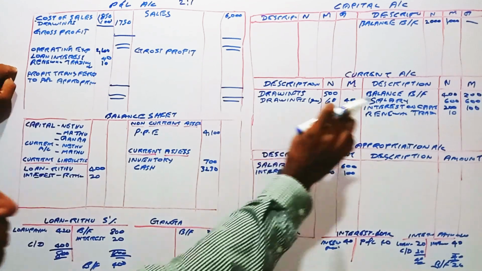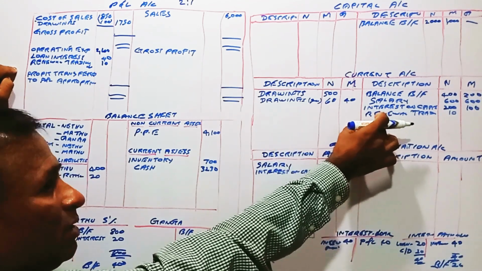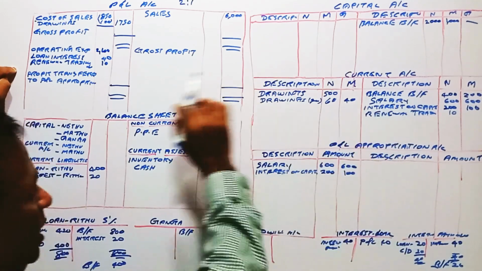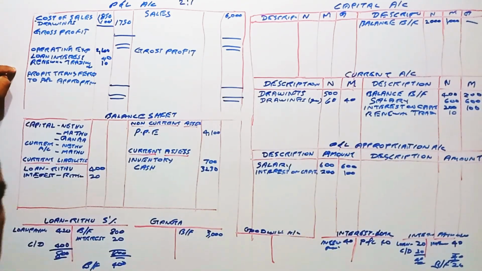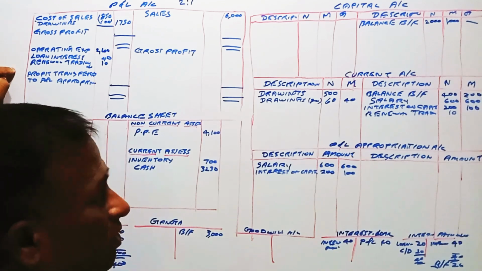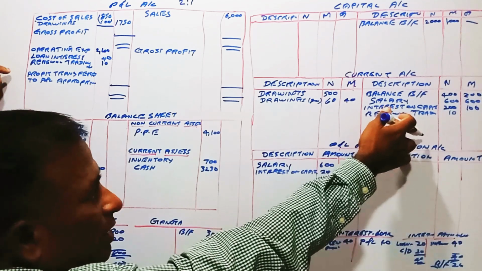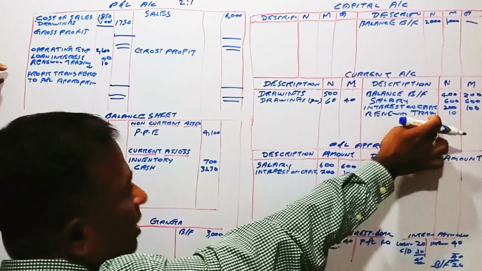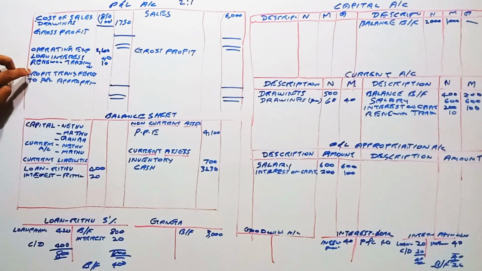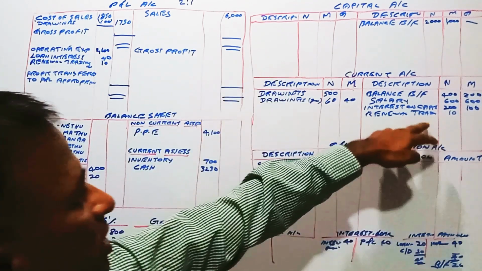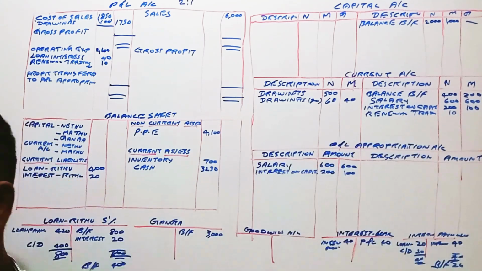Because Neetu has paid the partnership trading license renewal out of his pocket, we have to pay him, right? So it is credited to the current account and debited to the PNL because it has not been accounted for. PNL debit and credited to the current account.